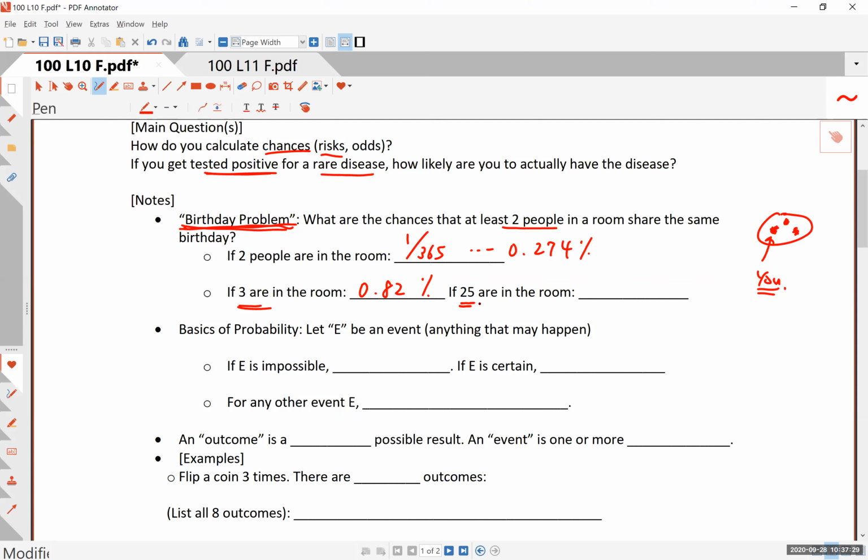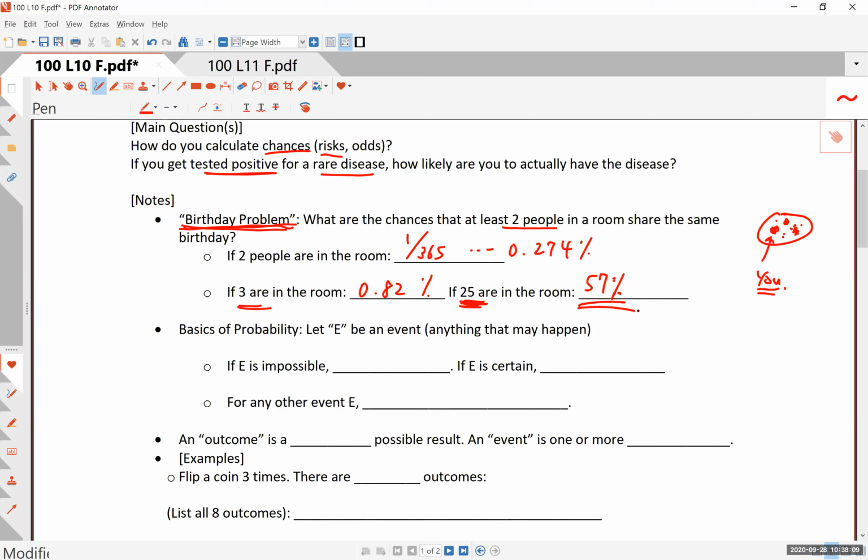What is surprising and what is interesting is that by the time you have 25 people in a room, it turns out that the probability that at least two people share the same birthday is 57%. In fact, it's more likely that at least two people share the same birthday than not. And that is surprising because it only takes like 25 people, and then it becomes more likely that two people share the same birthday than every one of the 25 people having different birthdays.